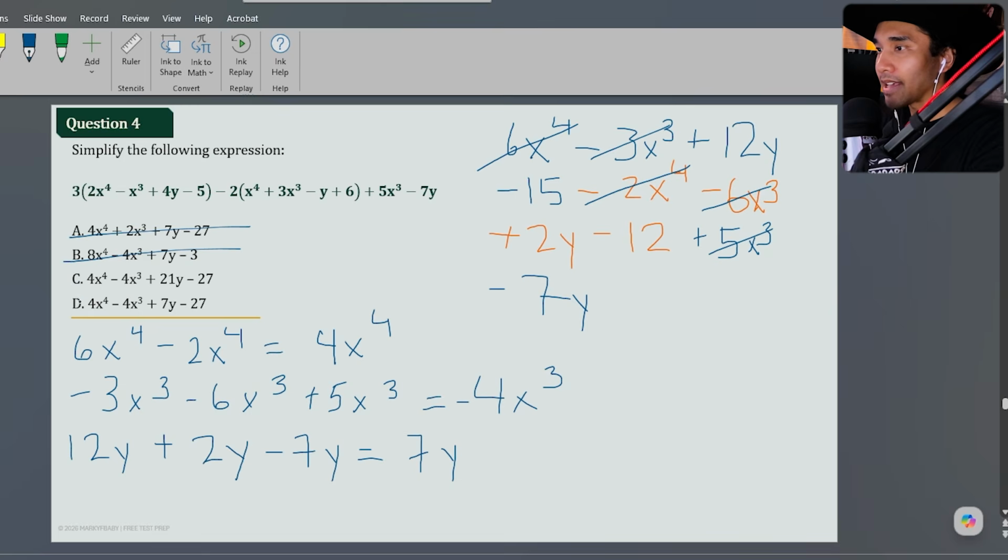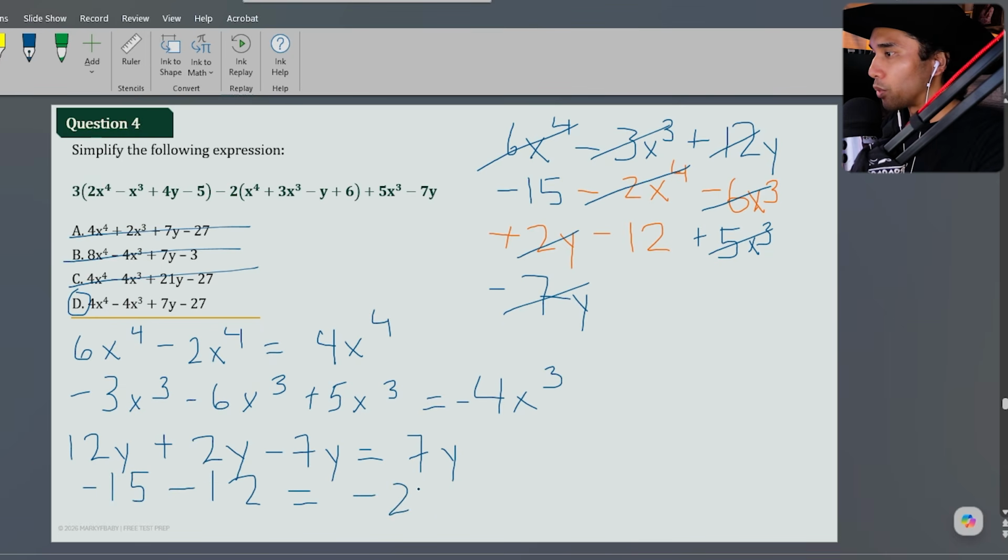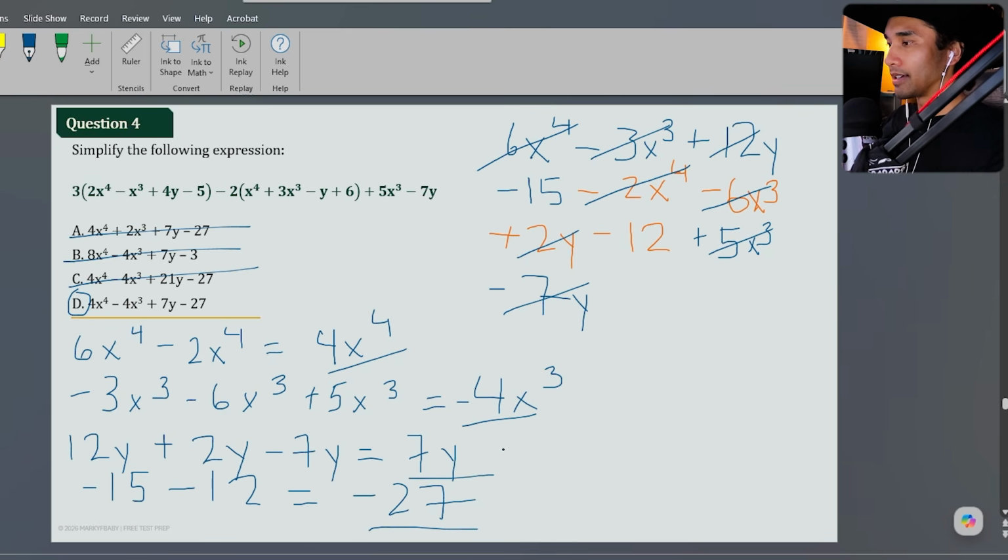So if I were taking this test, I would just circle D and go, because you won't have much time when you're taking the test. But let's confirm that with our last term. Our last term is negative 15 minus 12, and that equals negative 27. And there it is: 4x to the 4th minus 4x to the 3rd plus 7y, and then minus 27. There is our final simplified expression.